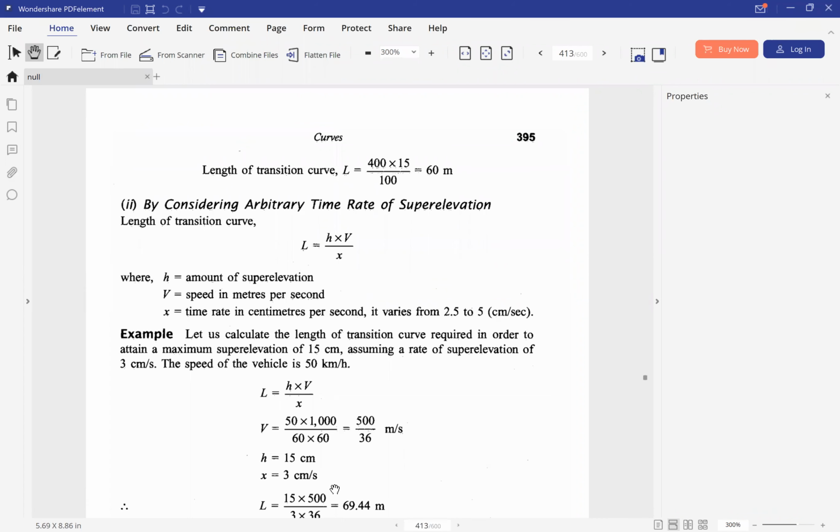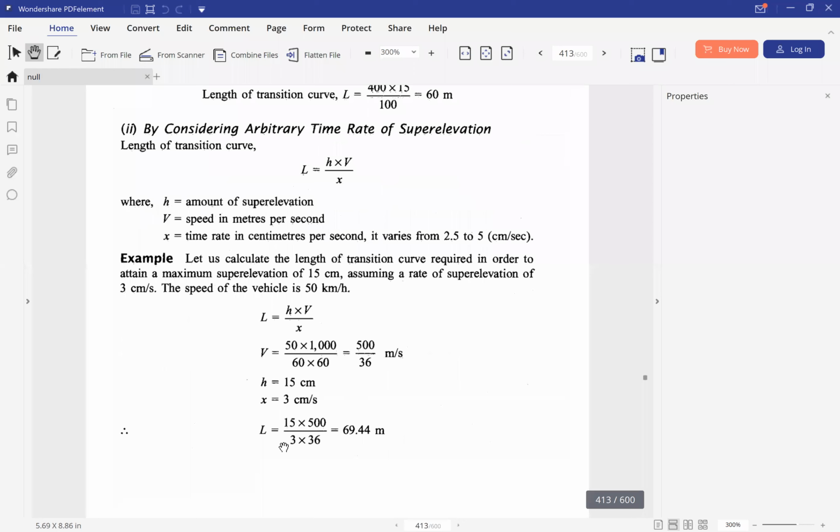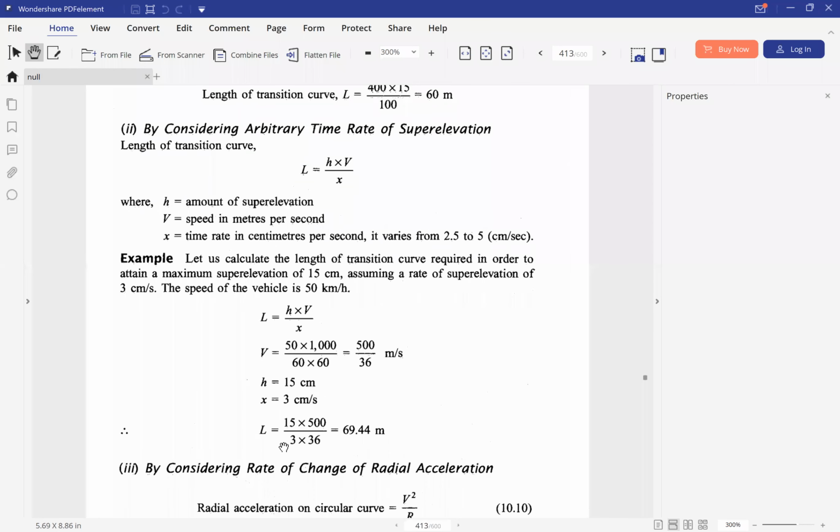Okay, you are given the speed of the vehicle in kilometer per hour. You need to convert it into meter per second. For that, you need to multiply it by 1000 and divide by 3600. So just put the values over there, and you have L equals 69.44. So this is the second criteria in which you consider the time rate of super elevation.